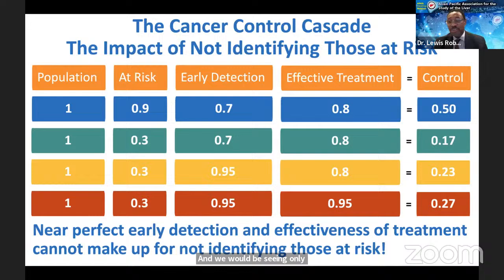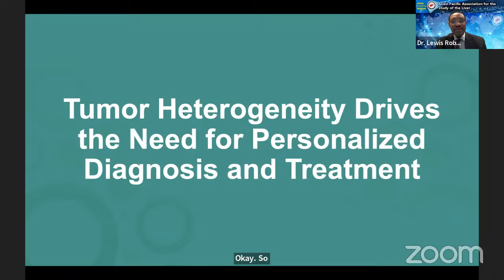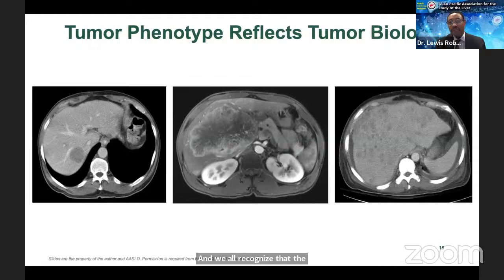So near perfect early detection and effectiveness of treatment cannot make up for not identifying those at risk. Okay. So it's important for us to remember that tumor heterogeneity drives the need for personalized diagnosis and treatment. And we all recognize that the tumor phenotype often reflects tumor biology in HCC.